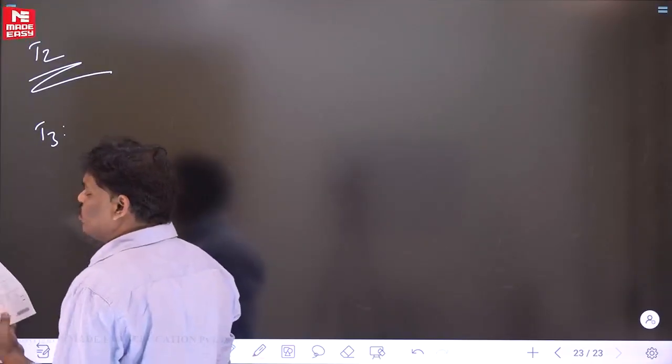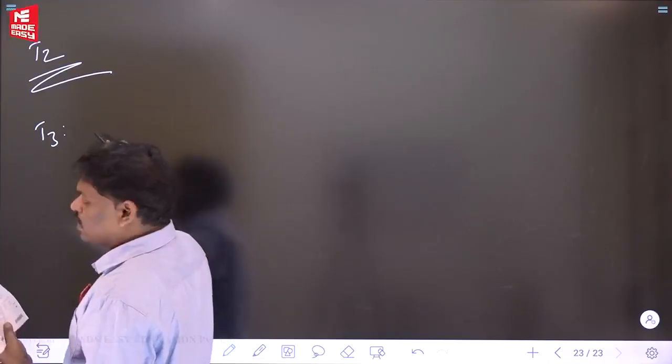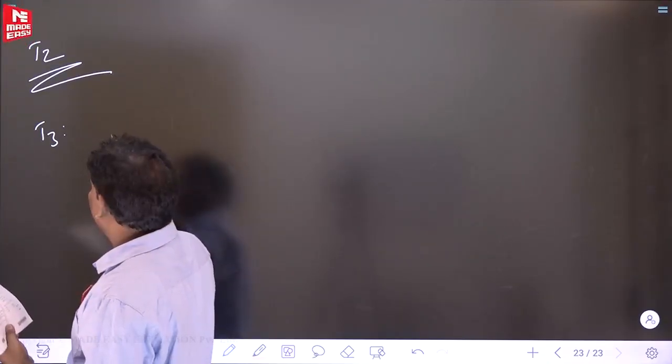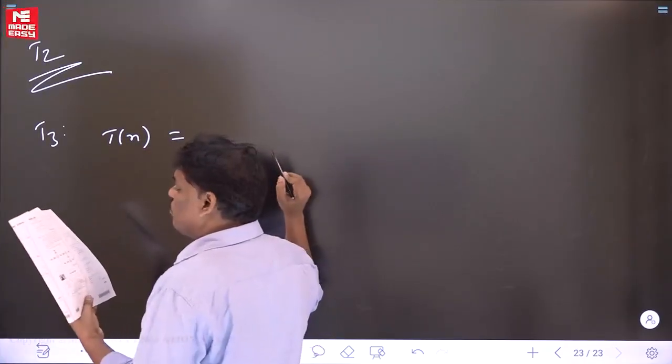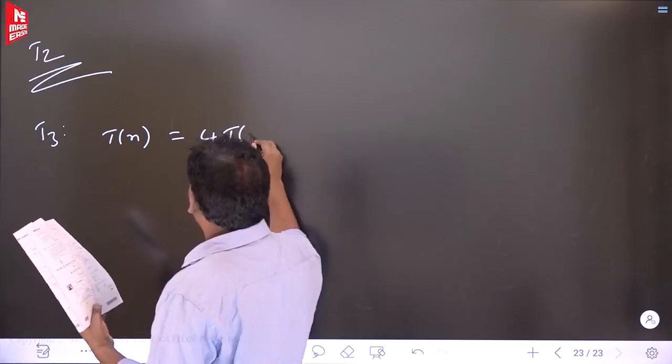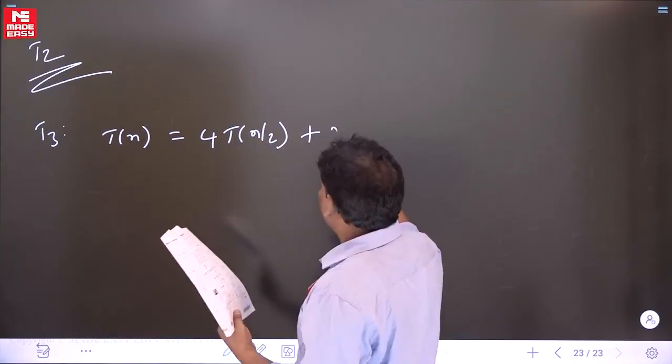What is T3? One recursive program is given, you have to find the time complexity. So what is the answer? What is the function name? Find of n. The time complexity T(n) is equal to, inside if you observe, the first call is 4 times find of n by 2, plus next one, what is the answer? The loop is going on n square times.